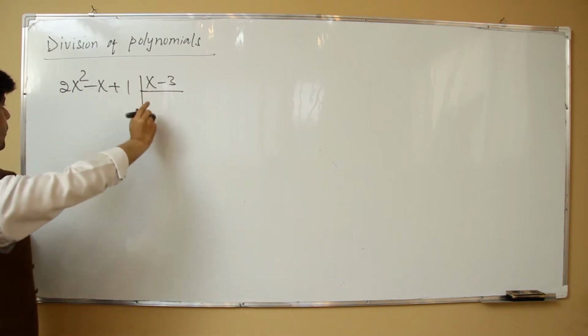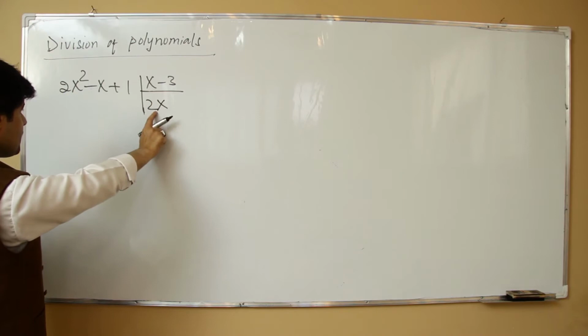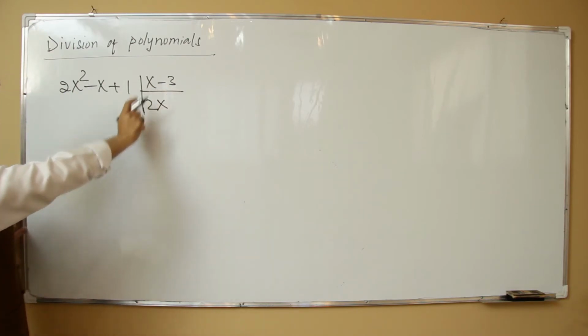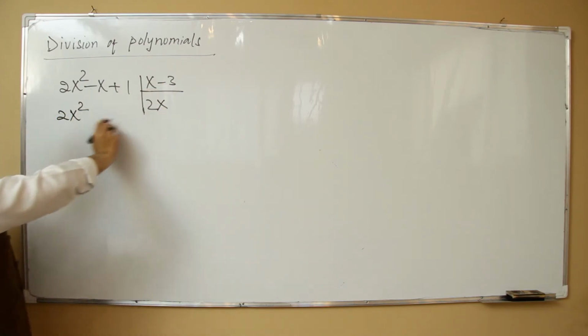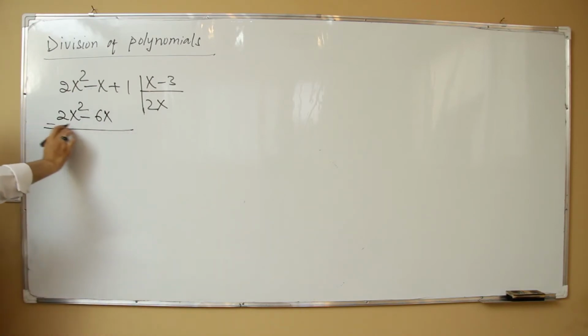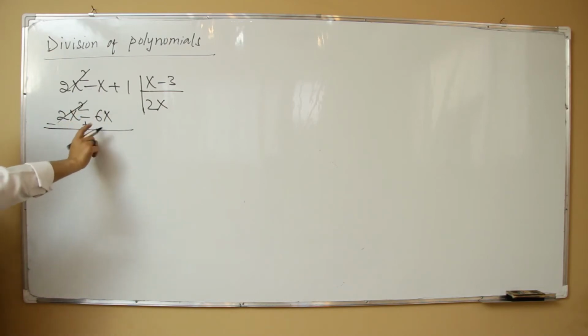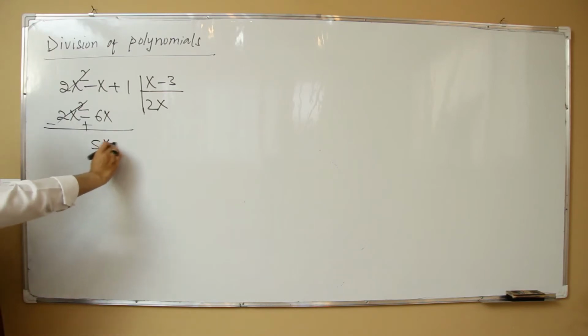2 divided by 1 is 2. X squared divided by x is x. Then multiply this with all the terms of the divisor. 2x times x is 2x squared. Plus with minus, this is 6x. Now you can subtract the terms. Minus 6 with minus, this is plus 6. Minus 6, it's 5x plus 1.